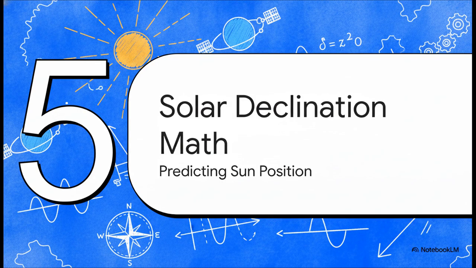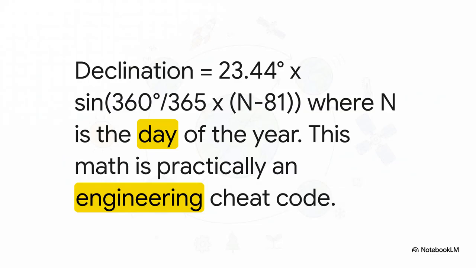Section 5. The Math of Solar Declination, Predicting Sun Position. Okay, stick with me here. I know this algebra looks a little heavy, but keep your focus on the big picture. This is the equation for solar declination. Essentially, how engineers mathematically predict where the sun appears in the sky on any given day of the year, represented here by the letter N. Notice what sits right there at the very front of the equation, multiplying everything else, our old friend 23.44 degrees. This math is practically the engineering cheat code, powered directly by our tilt.